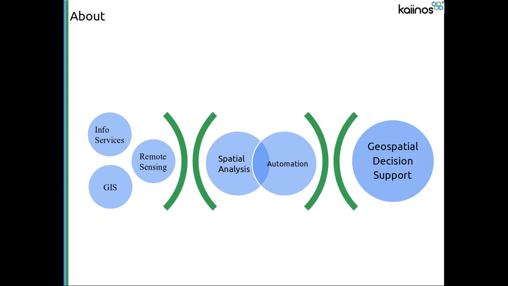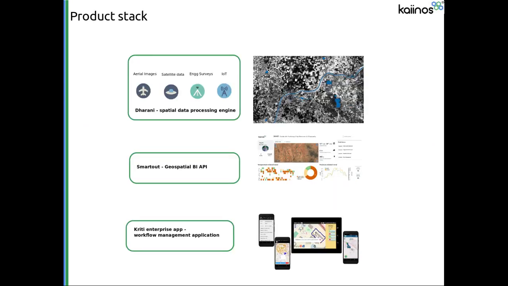We basically use open data to provide these services. We use remote sensing and GIS with open data to perform spatial analysis. And once there is some structure and workflow, we implement some automation and then we develop geospatial decision support systems. So we have three levels of products. One is an enterprise app to actually manage the workflows. Then we have a visualization engine, which we use in delivering the business intelligence applications.